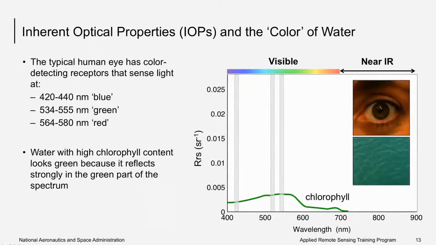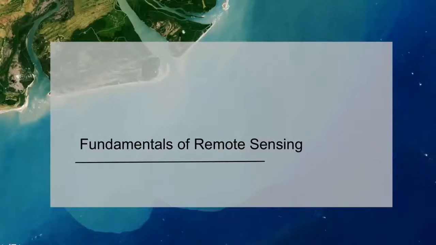So to our eye, chlorophyll looks green. Look at the figure to the right. The gray vertical bars represent the wavelength ranges where a typical human eye detects light. Humans have color-detecting receptors that sense light in 3 ranges corresponding to blue, green, and red. Our eyes typically can only see 3 wavelengths, whereas satellite sensors can detect even more depending on the spectral resolution of the sensor. So let's learn a little bit more about satellite remote sensing.